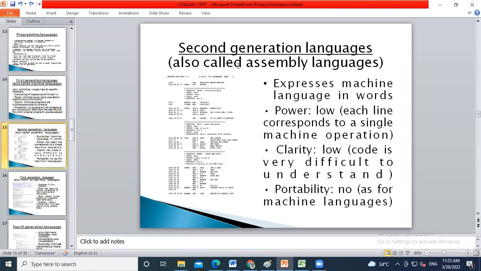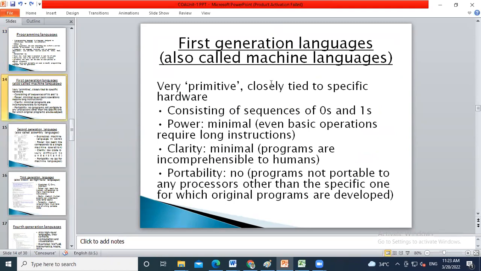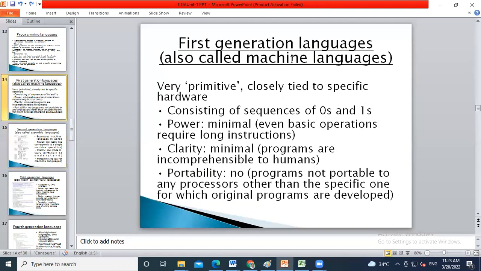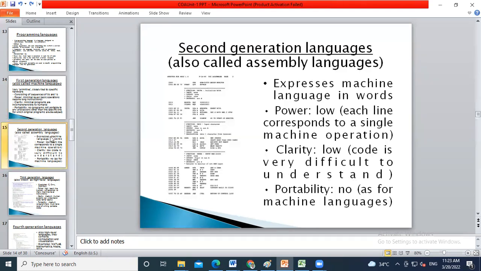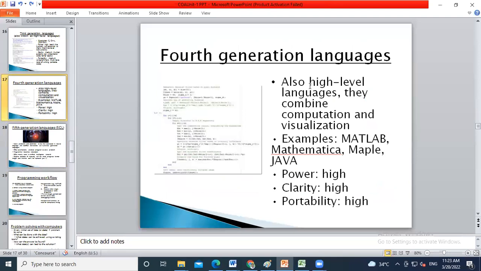And in the second generation, they prepared assembly level languages. After that, they prepared high level languages. First generation is nothing but machine languages. Second generation is nothing but assembly languages. And third generation is nothing but high level languages. And fourth generations are high level combined with computerization visualization, like MATLAB, all comes under your Java, .NET, C#, all comes under fourth generation of languages.